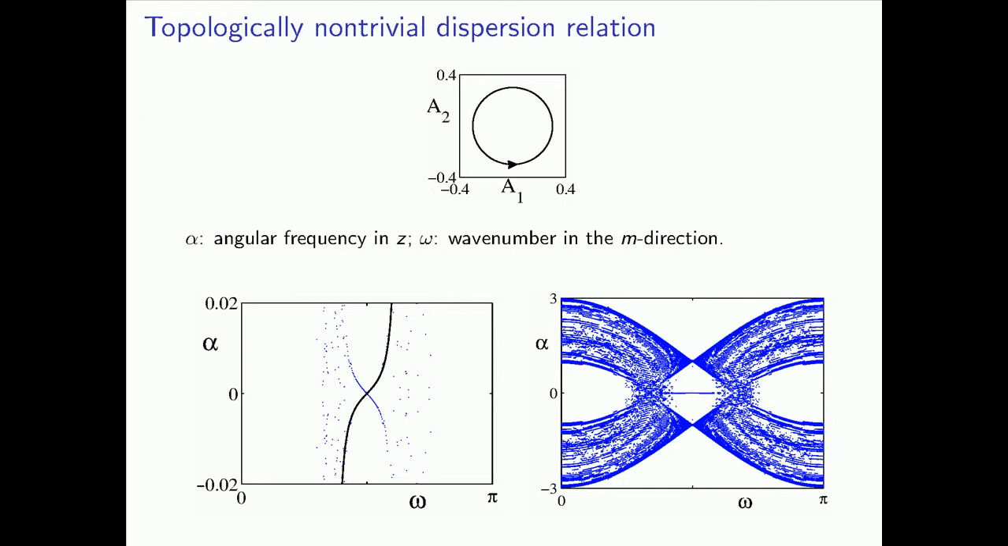This slide shows a dispersion relation computed using a circular pseudo-field, as shown in the top figure. In this case, as shown in the left figure, the dispersion relation of edge modes crosses the horizontal axis once, or equivalently is topologically nontrivial. The full dispersion relation including both edge and bulk modes is shown in the right figure.